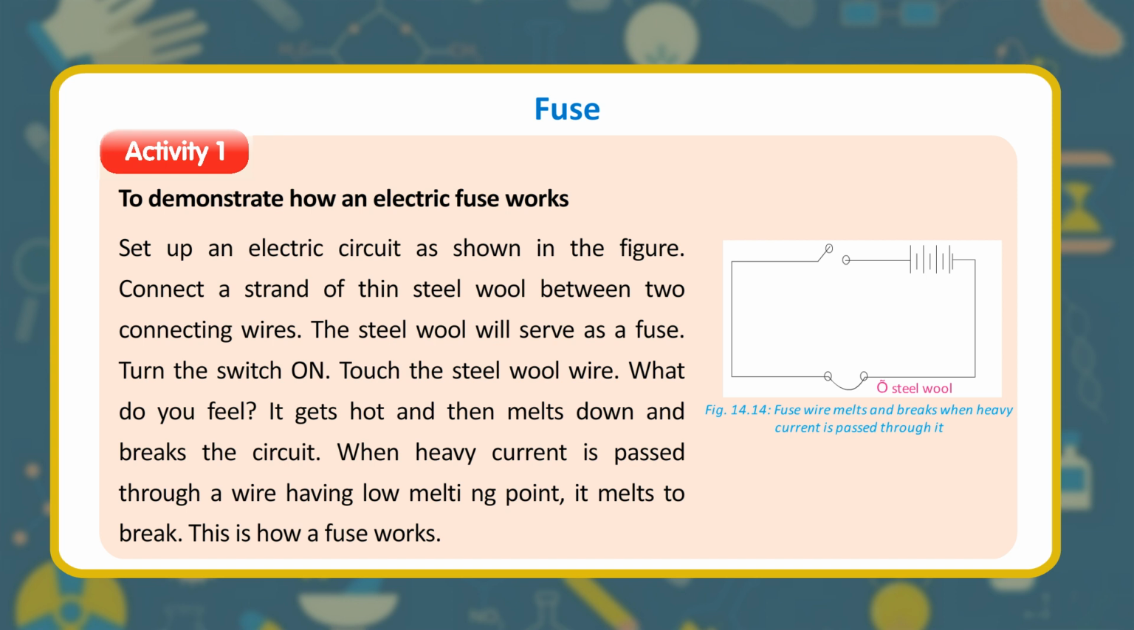Turn the switch on. Touch the steel wool wire. What do you feel? It gets hot and then melts down and breaks the circuit. When heavy current is passed through a wire having a low melting point, it melts to break. This is how a fuse works. Steel wool.